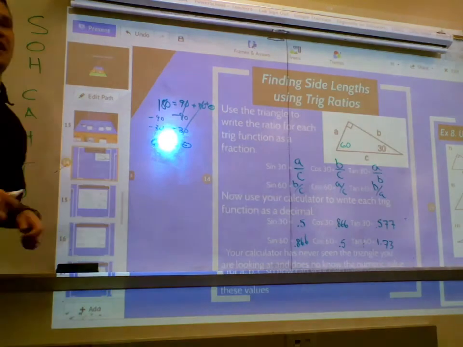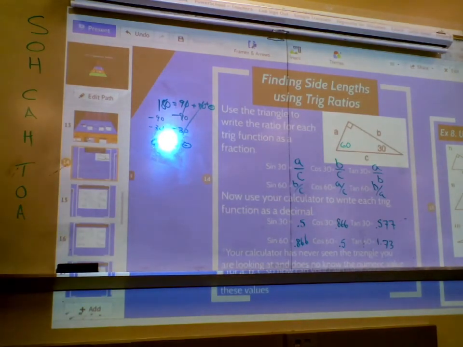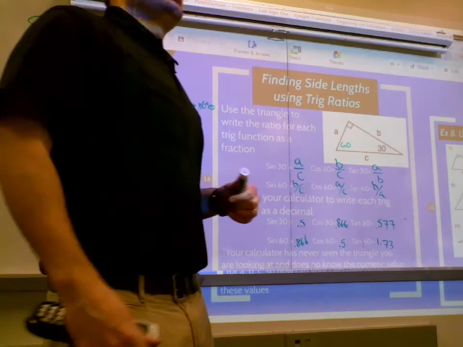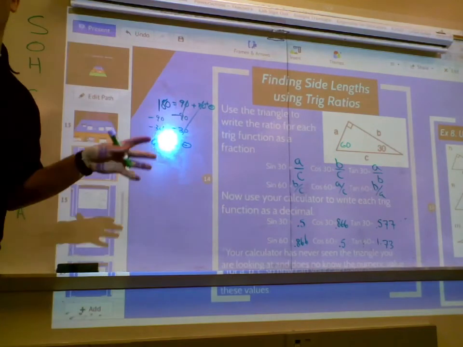Sine and cosine have to be less than 1. Tangent can be more than 1, because sine and cosine are always divided by the hypotenuse. Alright, any questions about that?